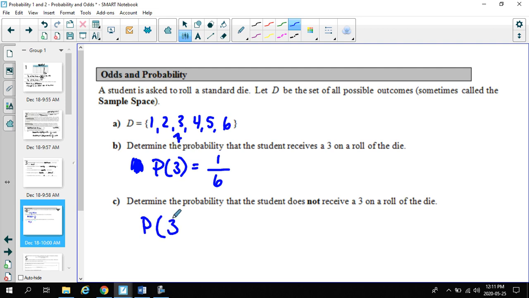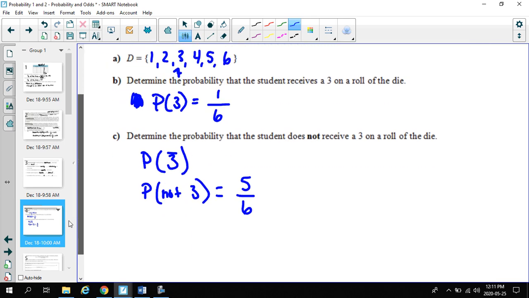Sometimes the way that you'll see that is 3 with a bar over it, or probability of not a 3 if you want to write it that way instead. So 3 with a bar over it means not 3, anything but 3. So probability of not a 3, there's 5 ways to roll not a 3, and there are 6 possible outcomes. There's only one way to roll a 3, so that means everything else is not a 3.